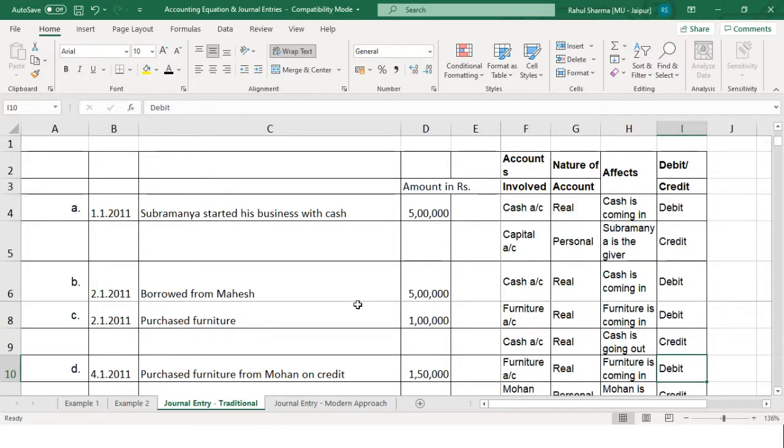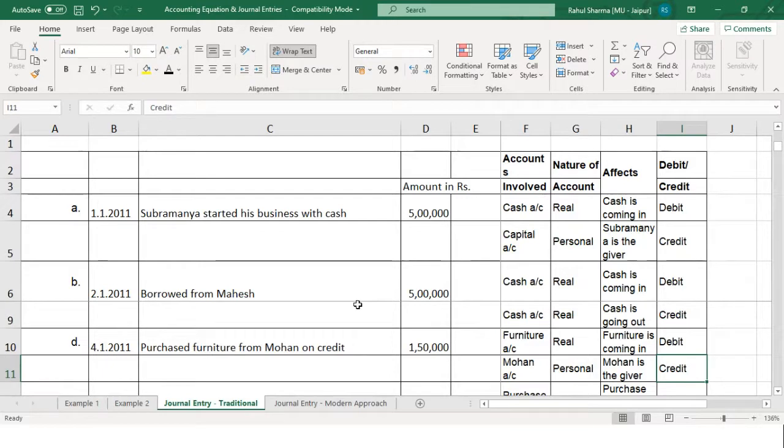Similarly, we move next, and we talk about purchasing furniture from Mohan on credit. Now understand, we purchase furniture from Mohan on credit. What comes into the business? Analyze this. Furniture is coming into the business. What is moving out? Is something moving out? No, nothing is moving out. So something has to be there, because I'm buying an asset. If no cash is moving out, there has to be a liability.